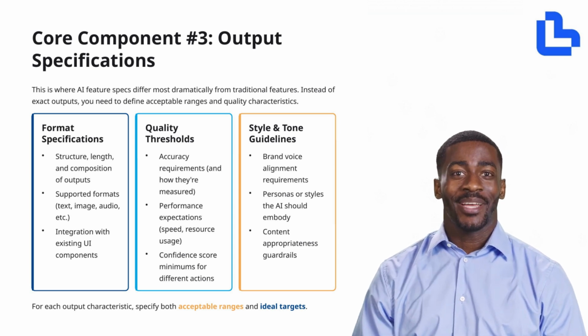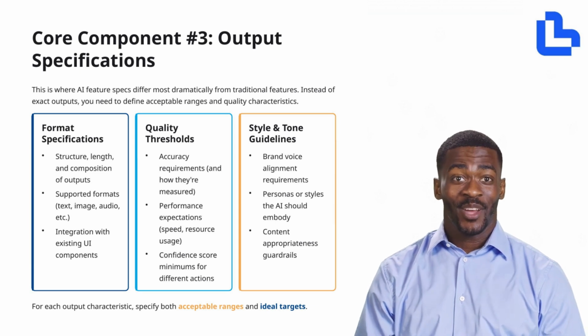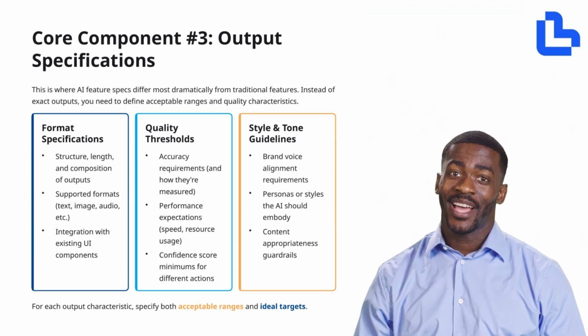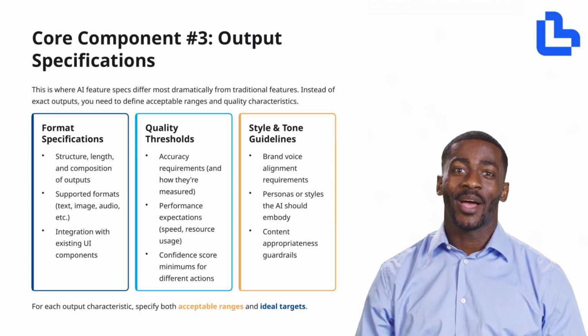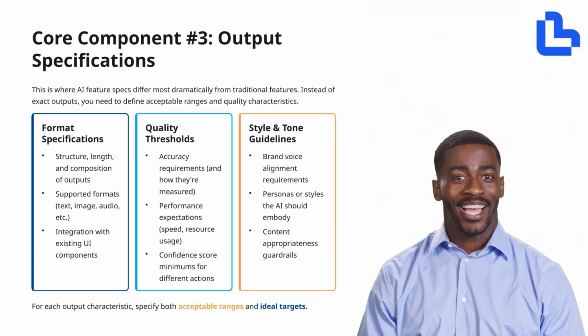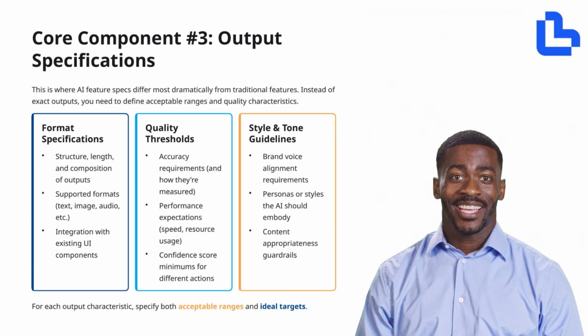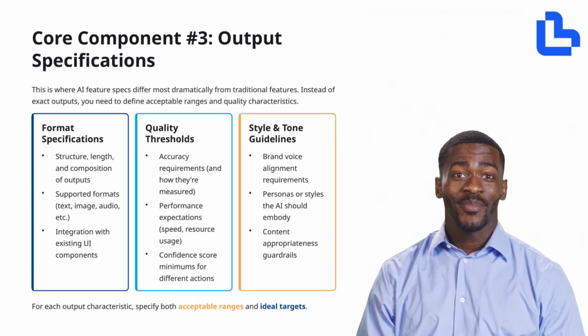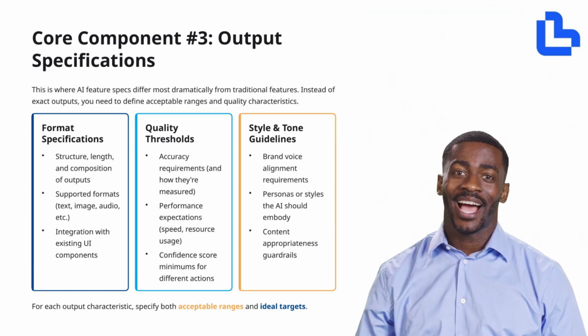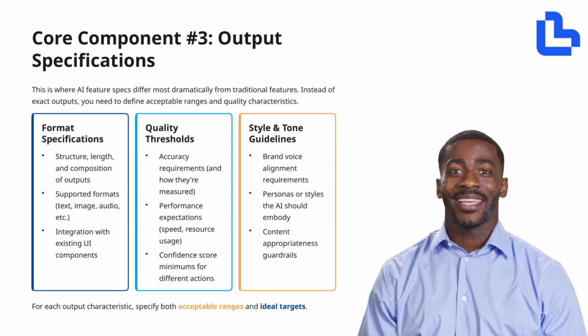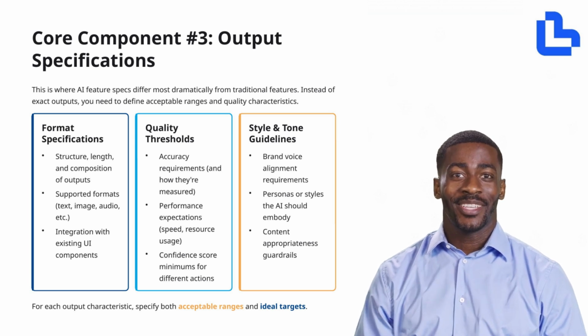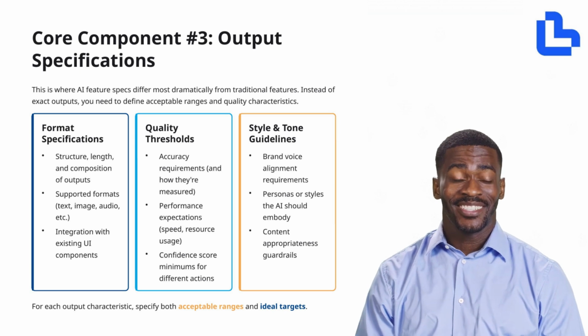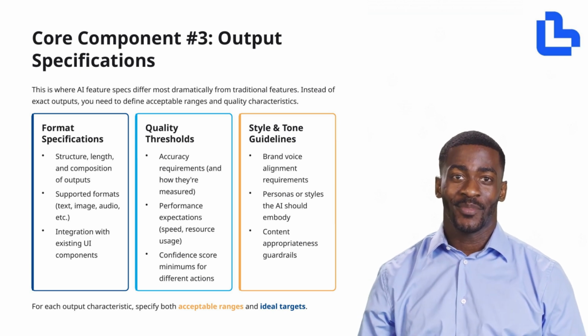Start with format specifications. What should the output look like? Define its structure, length, and composition. Is it a block of text, a ranked list, an image, or audio? What formats are supported, and how will the output integrate with existing UI components? These details help ensure consistency and usability.